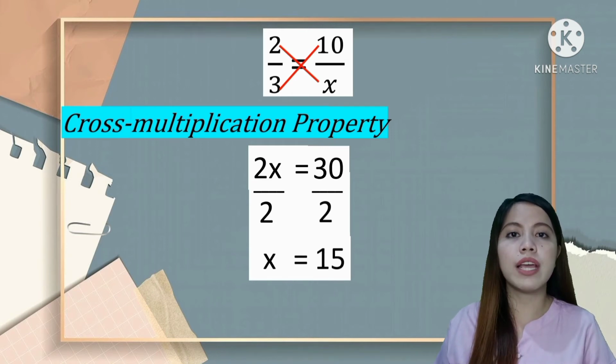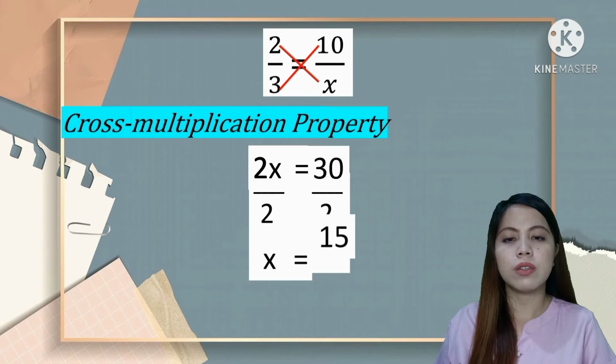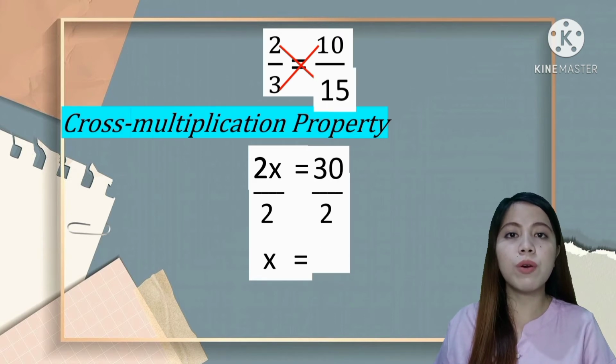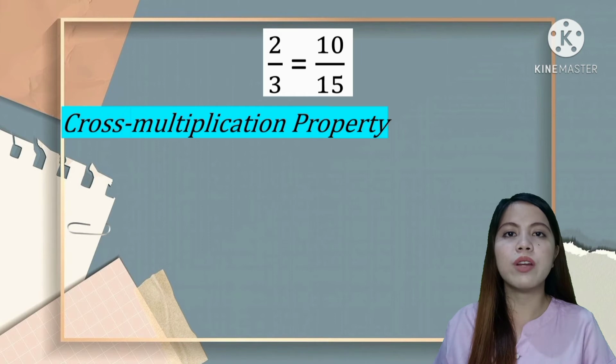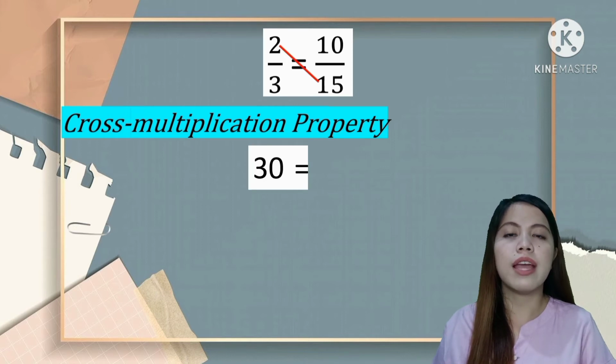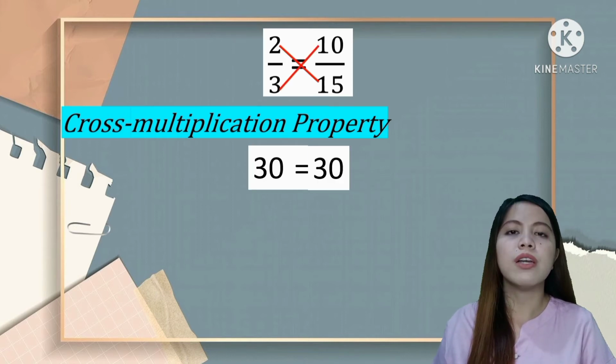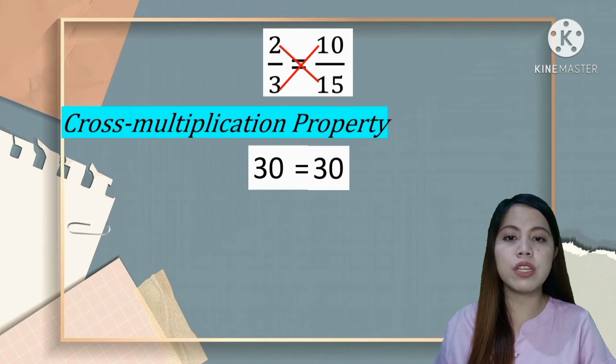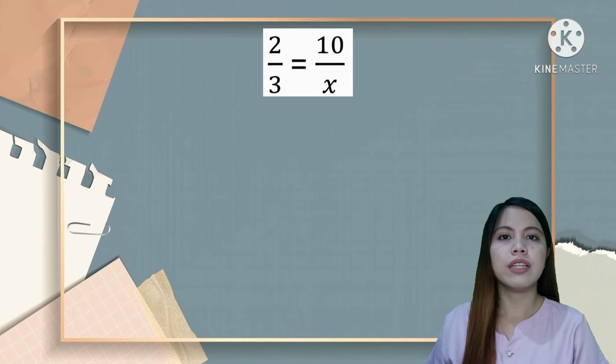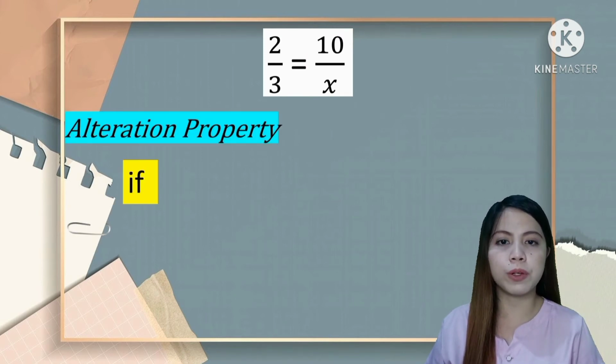Let us substitute X with 15. So we have 2 over 3 equals 10 over 15. Let's cross multiply. 2 times 15 is 30, and 3 times 10 is 30. We then prove that the value of X is 15 because 30 is equal to 30 and the two ratios are proportional. Now, let us use the second property, which is the alternation property.